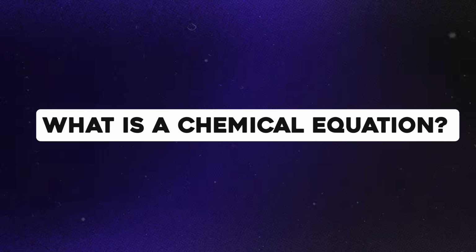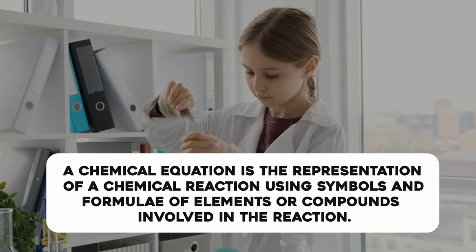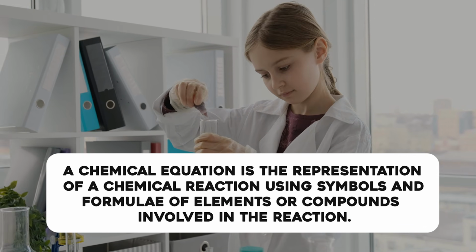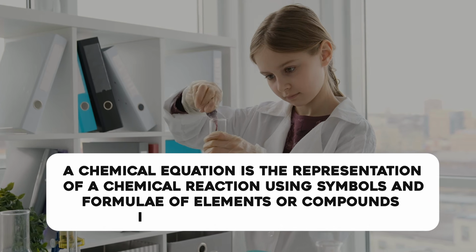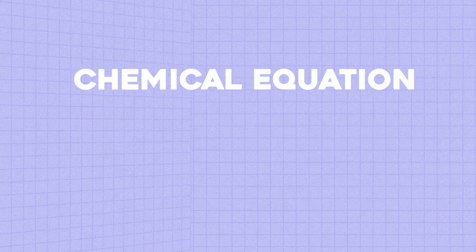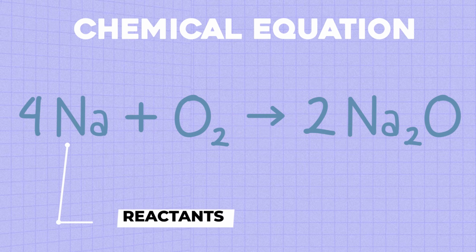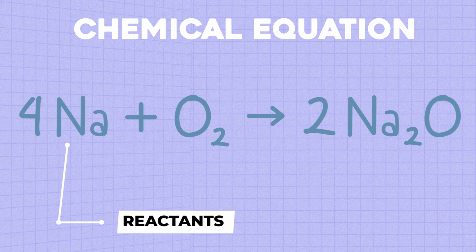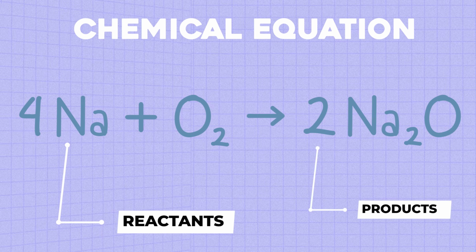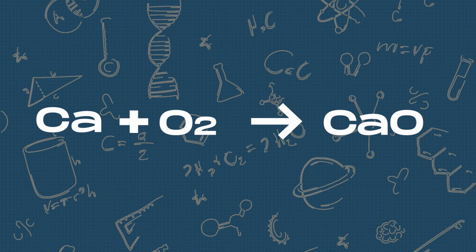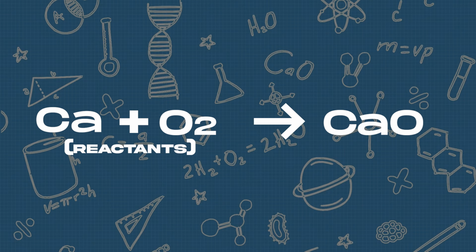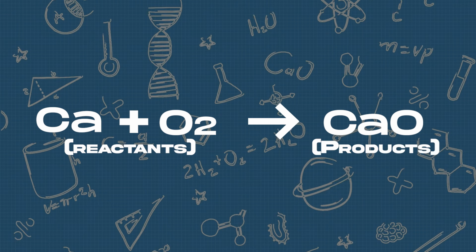What is a chemical equation? A chemical equation is the representation of a chemical reaction using symbols and formulae of the elements or compounds involved in the reaction. A chemical equation consists of two parts: reactants, the substances we start with; products, the substances formed after the reaction. For example, Ca plus O2 gives CaO. In this equation, calcium and oxygen are the reactants, and calcium oxide is the product.